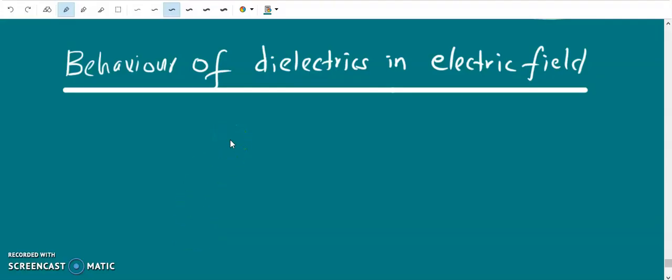The behavior of dielectrics and the electric field. So dielectrics are nothing but insulators, and their behavior can be modified by the application of an electric field. There are two types of dielectrics: polar dielectrics and non-polar dielectrics.